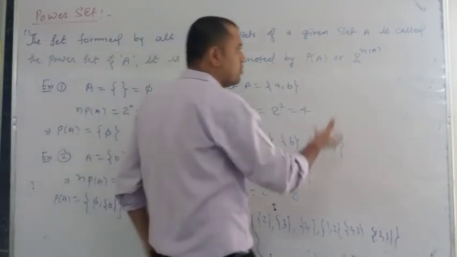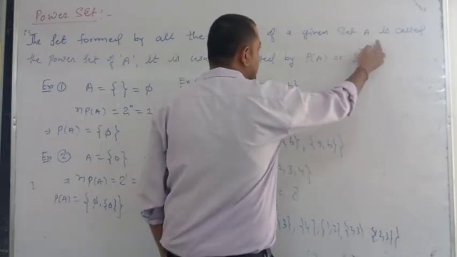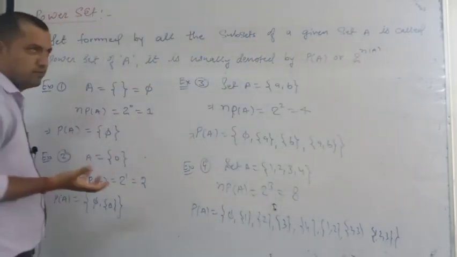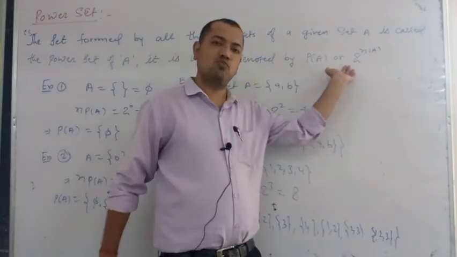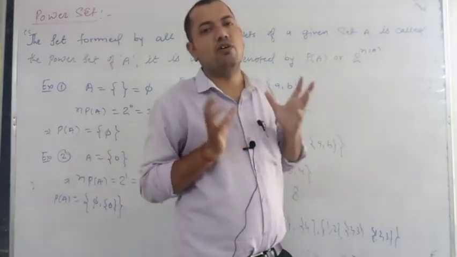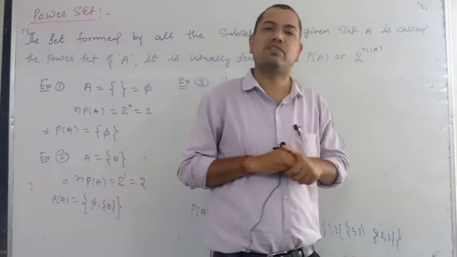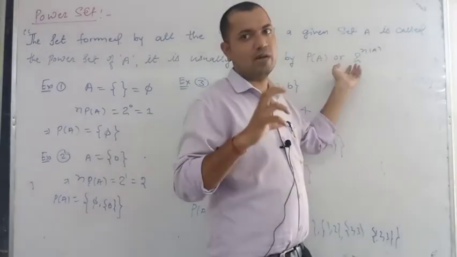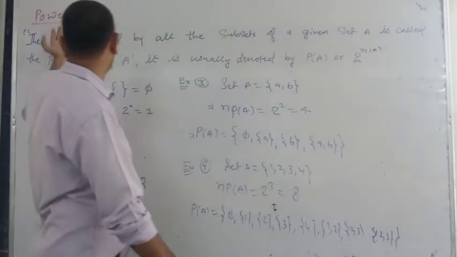The number of subsets in a power set is represented by 2 raised to the power n. Here A is a set, and small n is the number of elements of the set. Just like when we calculate the subsets of any set, we use this formula, 2 to the power n. First we calculate the number of subsets, and after that we combine all the subsets, which is represented by P(A). P(A) is also called the power set.